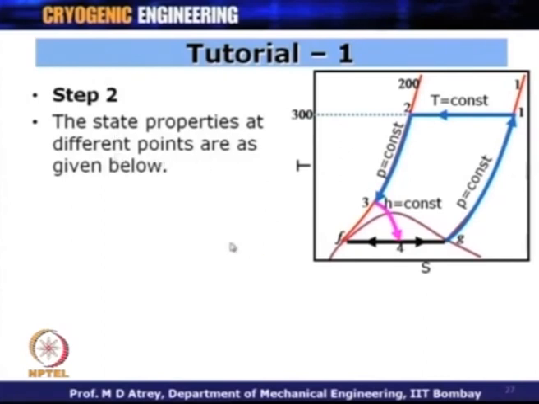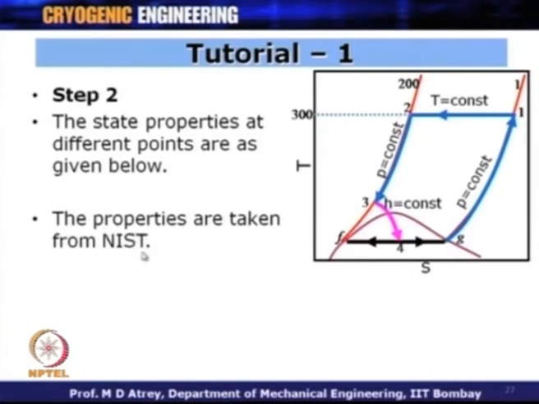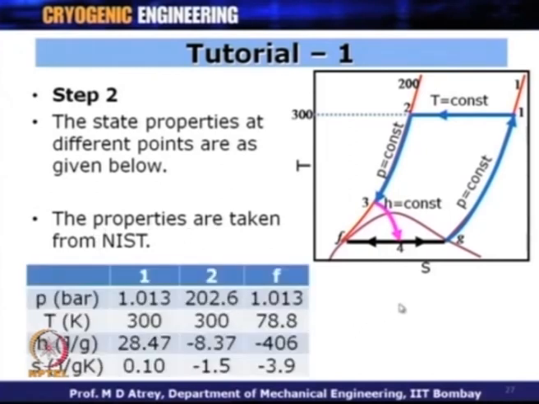What are the state points? These properties are taken from NIST. I have talked about NIST in the first lecture, National Institute for Standards and Technology. At this site, we will have all the TS diagrams for various gases which could be downloaded, or there are other books on cryogenics which always give these TS diagrams. So, if you see the formulae which we want to use now, what properties does it require? The property at point 1, the properties at point 2 and the properties at point F. This is what is required.